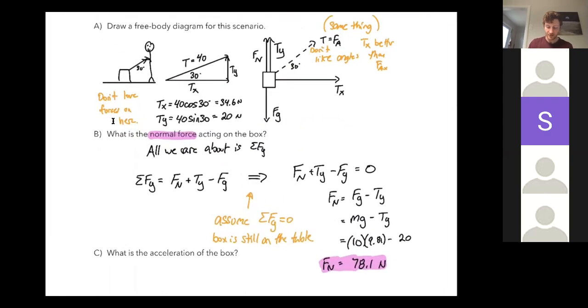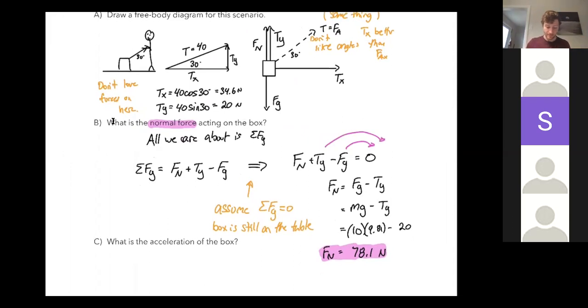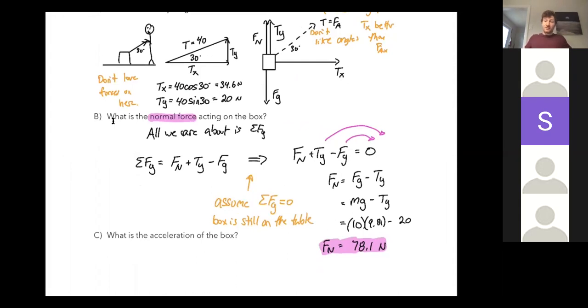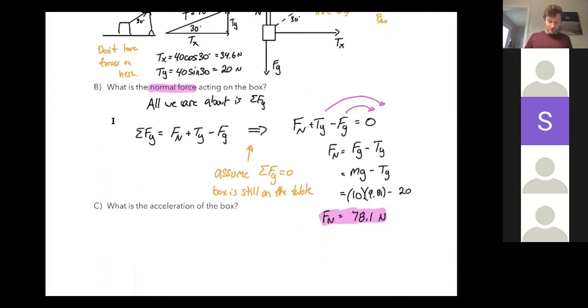So to get from here to here, remember, we're just doing algebra. We're adding Fy, and we're subtracting Ty. We're just doing algebra to move it over to the other side, okay? Now that we've found our normal force, we can go to part C. What is the acceleration of the box, okay?